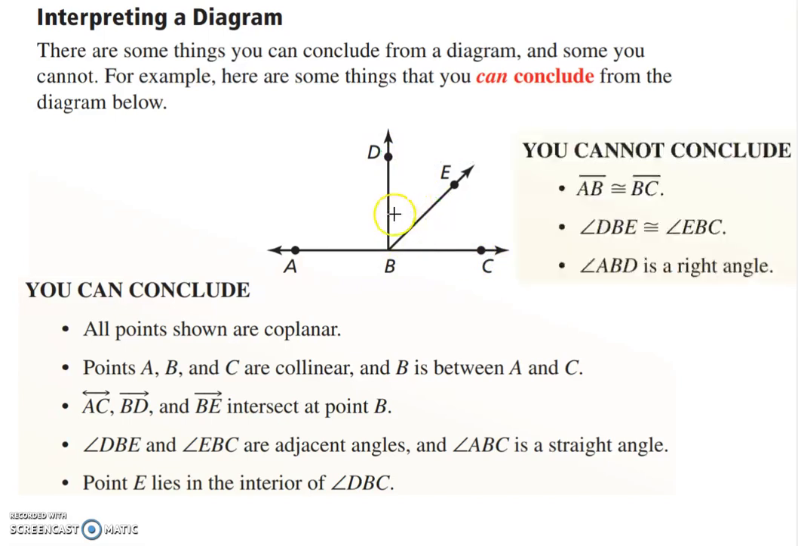What we cannot conclude is that AB and BC are congruent. We can't tell that. It might look like these are the same length, but there's no indicator of it. It would have to have a tick mark like this saying these two are congruent, but that mark is not there. We cannot conclude that this angle is congruent to this one. There's no indicator of that. We can also not conclude that this is a right angle. There's no indicator. It would have to have a symbol there. All right, so be careful of those things.